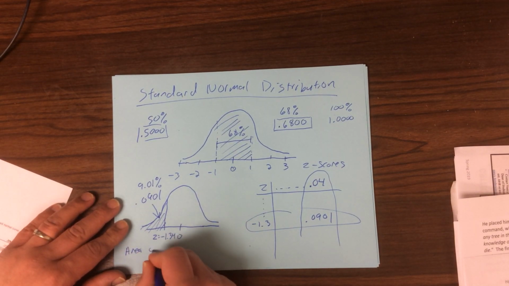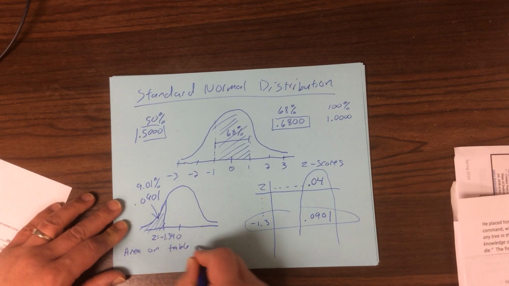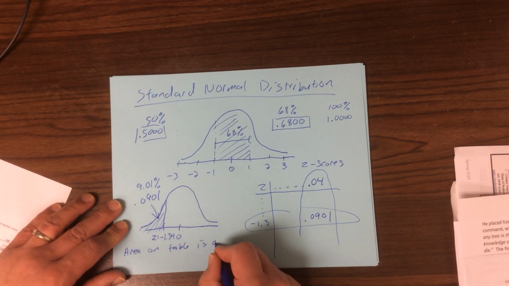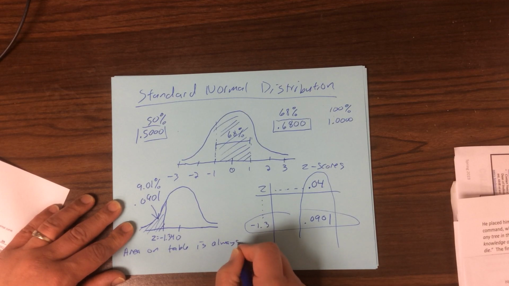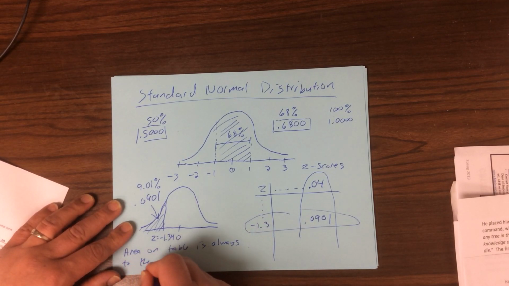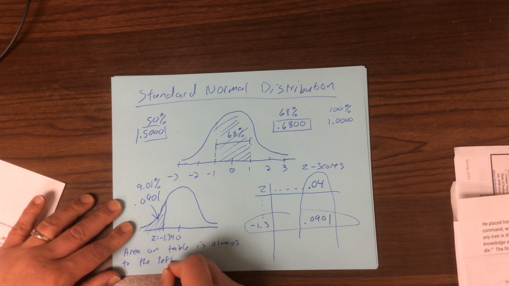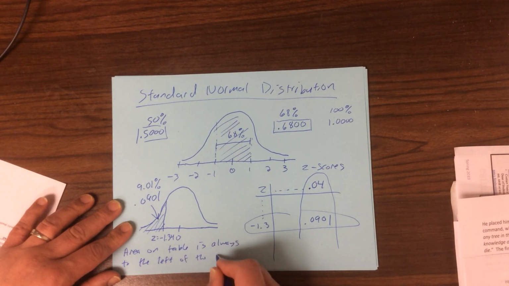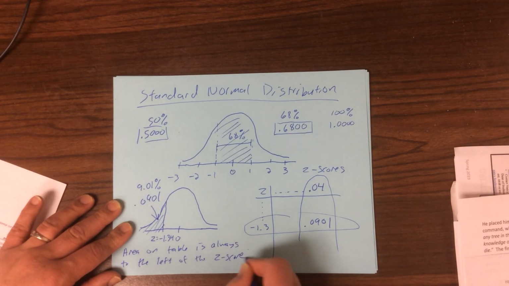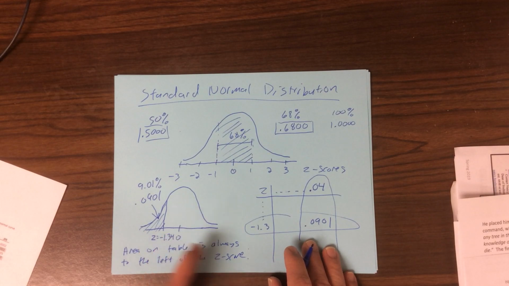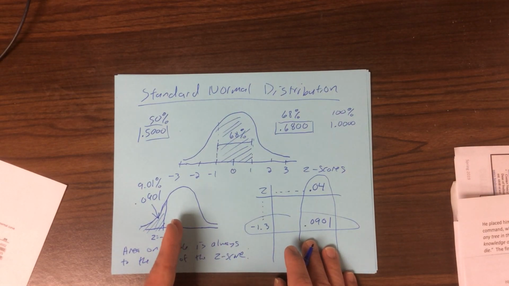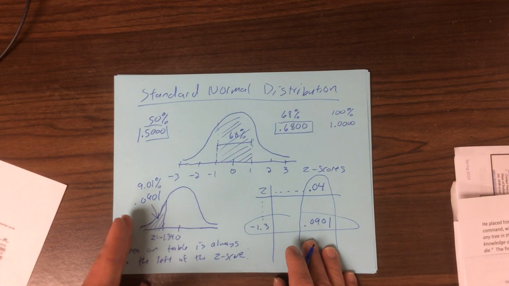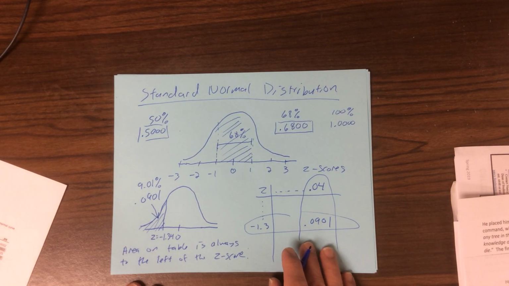The area on the table is always to the left of the z-score. And this is true whether you look up a negative z-score or a positive z-score. It'll always give you the area below that, okay?